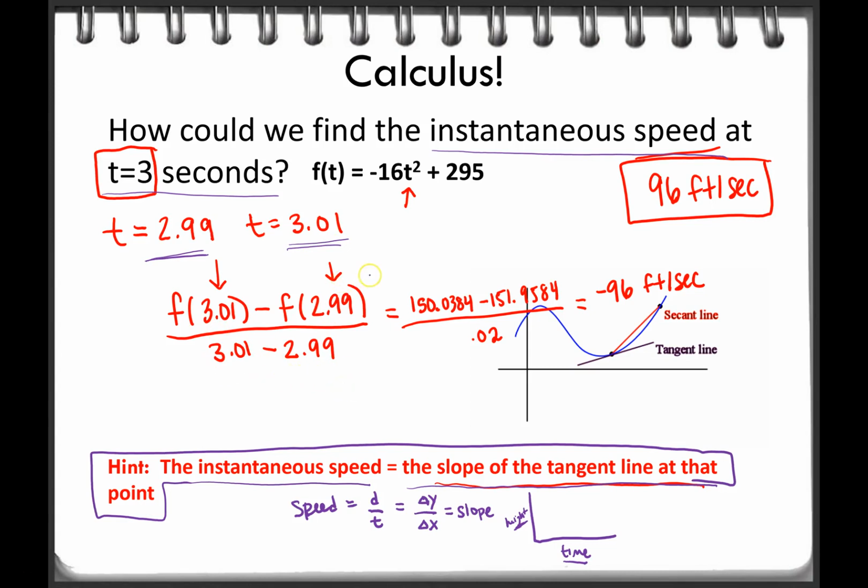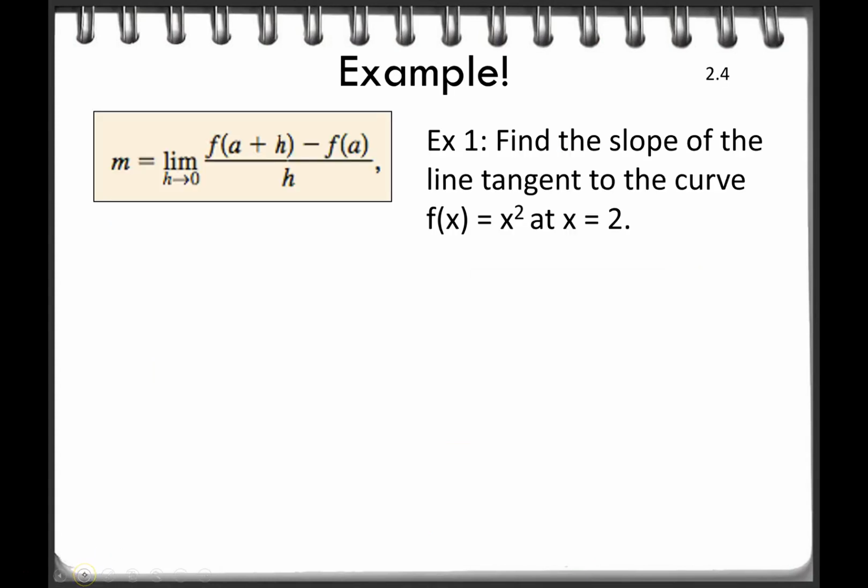I want you to put this in your mind right now, because I'm about to say that what we are about to do with our formula looks exactly like that. Not quite exactly, but you'll see the similarities. All right, looking at this formula right here, it says the slope is equal to f of a plus h minus f of a all over h.